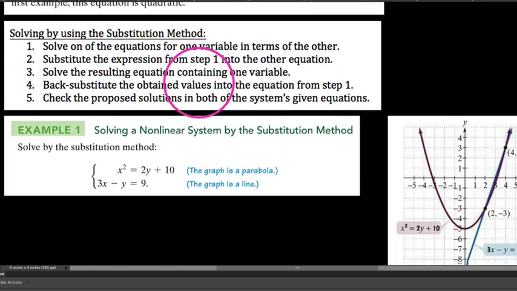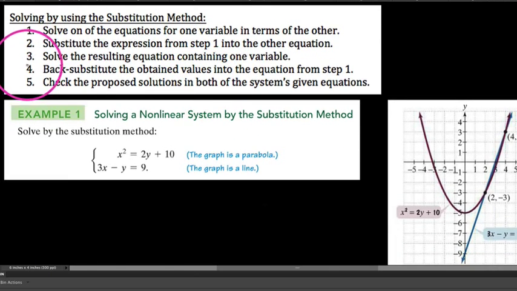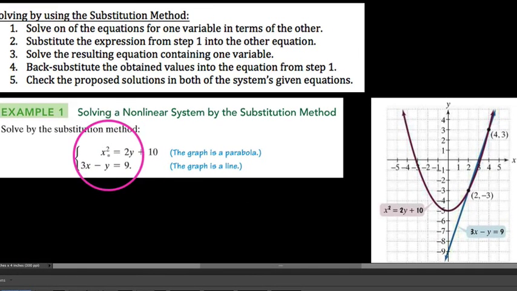What you're going to see is a series of steps that we're going to take in order to solve a system such as this right here. And what I want you to notice is this. We can already see over here on the right that this is the graph of a parabola, this thing that has an x squared in it. And this thing down here, where x to the first, y to the first, is a line. We can see the graph of this line and the graph of the parabola.